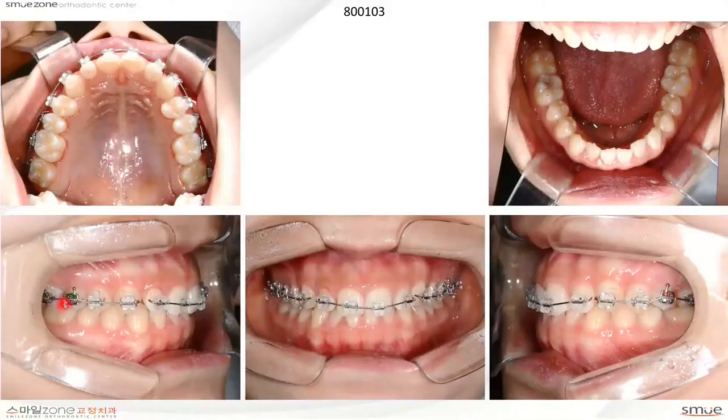So instead of starting with a continuous watch wire, I'm trying to level the posterior and anterior segments separately.